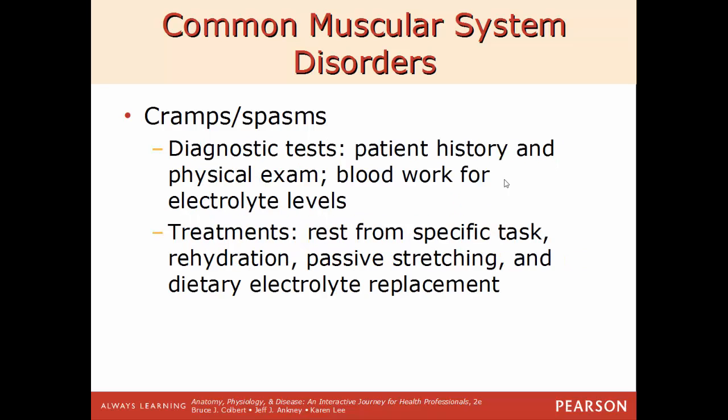Some diagnostic tests: patient history, physical exam, blood work to check levels of various electrolytes. Treatments, obviously rest from a specific task, rehydrating yourself, passive stretching, and replacing electrolytes that have been lost.